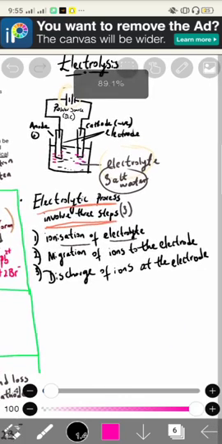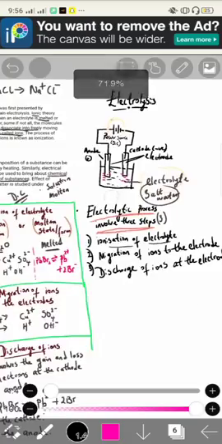So after they dissociate, first they dissociate. After they dissociate, they will now migrate to the electrode. So when they now move to the electrode, they will now either give out electrons at the electrode, or they accept electrons at the electrode. So that is what they call discharge of ions at the electrode. So now let me explain them one by one.